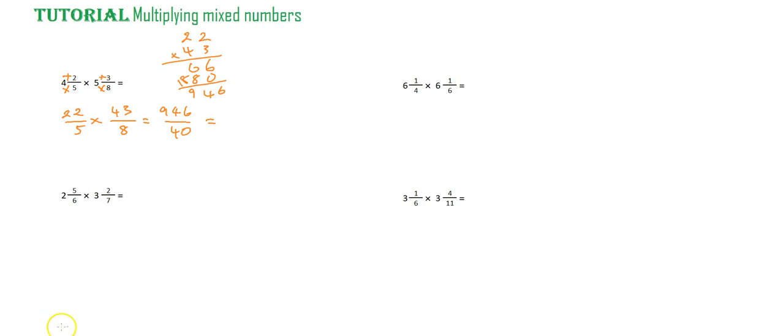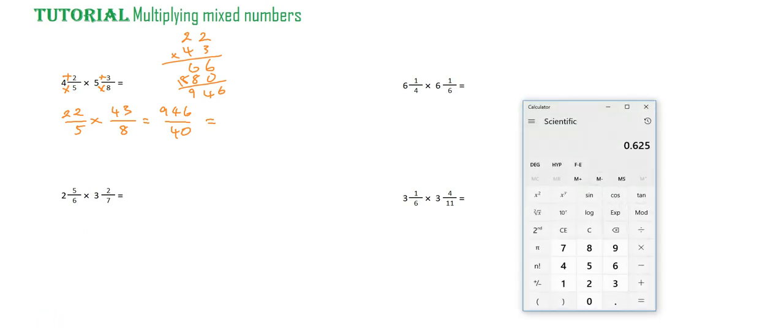come up with a mixed number. So I would normally, probably for something like this, use my calculator, 946, and then I'd do what it says here, divide by 40, and see how many times it fits. So 23 times, so it's 23.